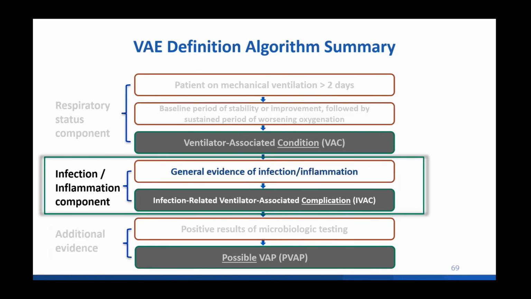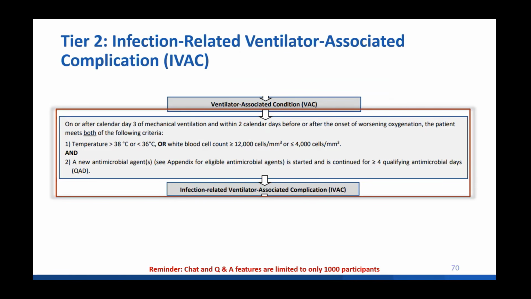All right, so now that we've reviewed the foundational elements to meet VAC criteria, we can move on to the infection-inflammation component, that is the infection-related ventilator-associated complication, or IVAC tier of the VAE algorithm. And these are the IVAC criteria as they appear in the VAE protocol.